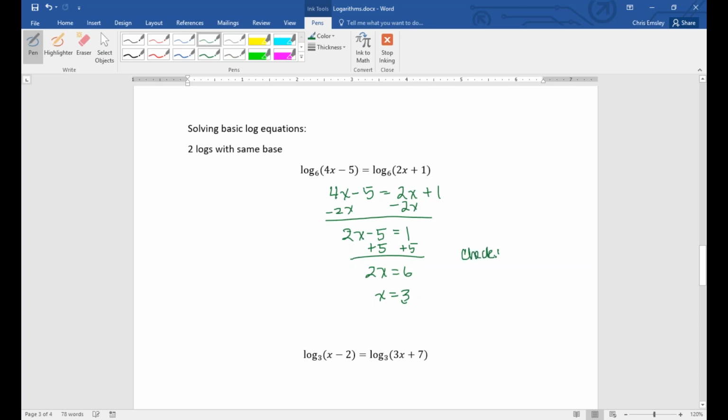And what we need to check and see, if you remember at the beginning, I said that the argument of a logarithm always has to be positive. We cannot take the log of 0, and we cannot take the log of a negative number. So this expression right here needs to be positive, as does this one right here. So when we plug 3 in there, on the left-hand side, we get 4 times 3 minus 5. 12 minus 5, that is positive. We're good to go. If we plug it in on the right-hand side, we get 2 times 3 plus 1. That is also positive, so we're good to go. So this answer does check out.